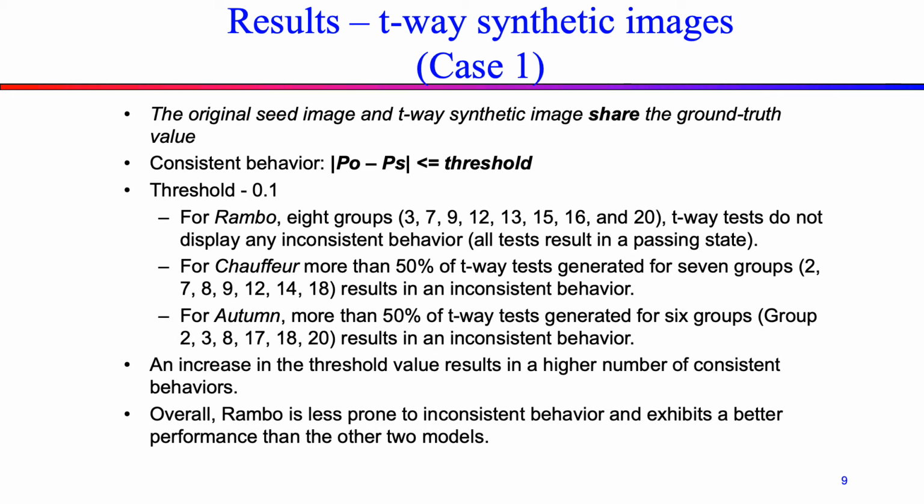For example, group 14, 17, 18, and 20 for Autumn, and group 2, 8, 9, 12, 16 and 18 for Chauffeur have a quite significant number of T-way tests that result in an inconsistent behavior. We observe a similar pattern for threshold of 0.3. Overall, the results suggest that the Rambo model exhibits better performance compared to the other two models.